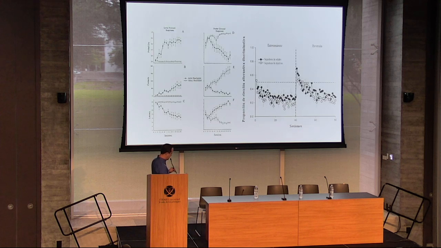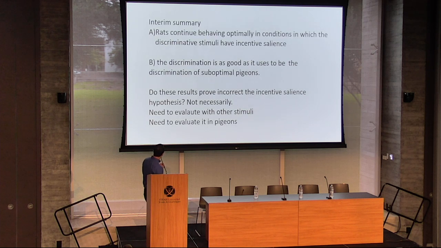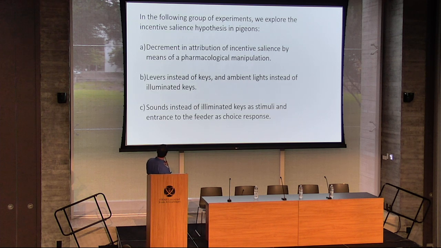And we observed that even though rats were different in their degree of approach to the lever, they were equally optimal. So, a summary up to this point: rats continue behaving optimally in conditions in which the discriminative stimuli have incentive salience. The discrimination is as good as it used to be when testing pigeons. And we asked ourselves, do these results prove the incentive salience hypothesis incorrect? We think that they do not. We need to evaluate rats with other stimuli, and we need to evaluate this hypothesis in pigeons.